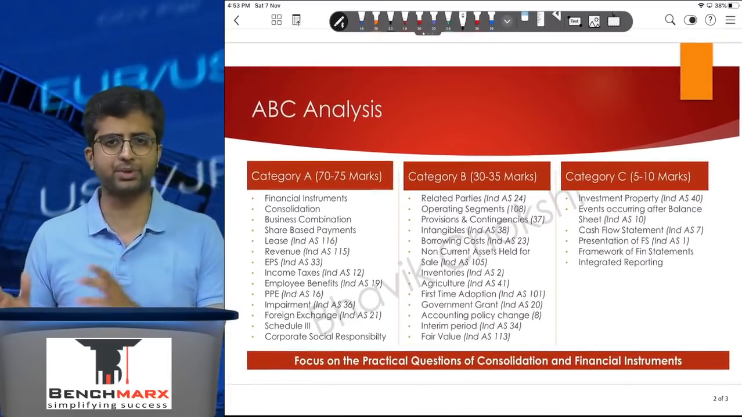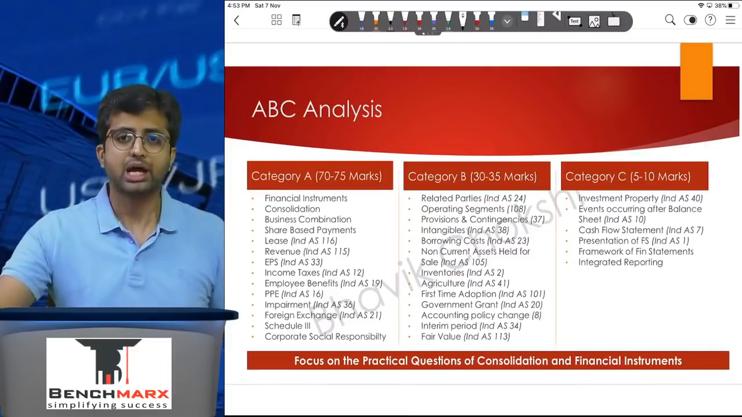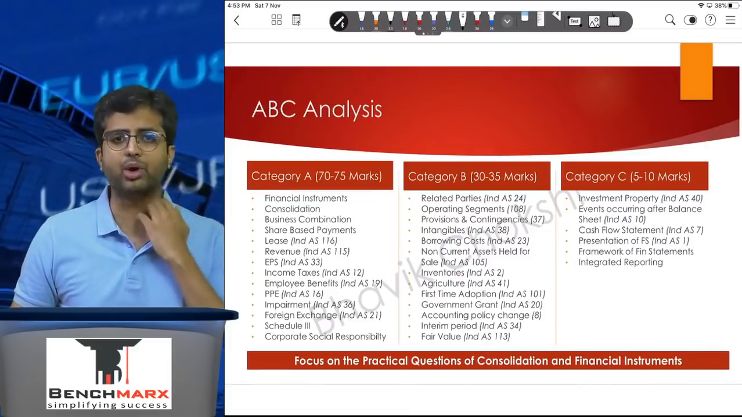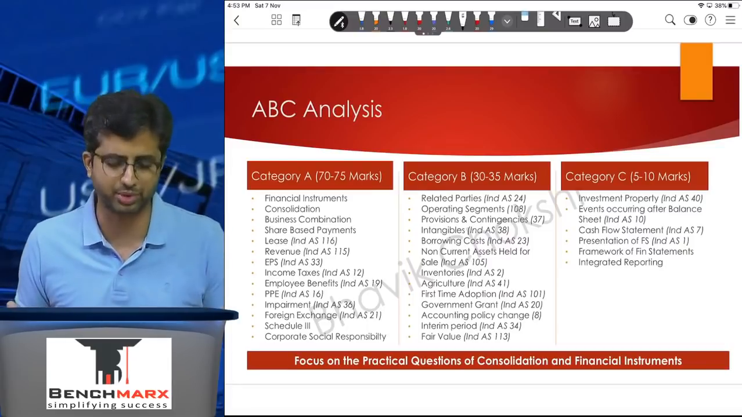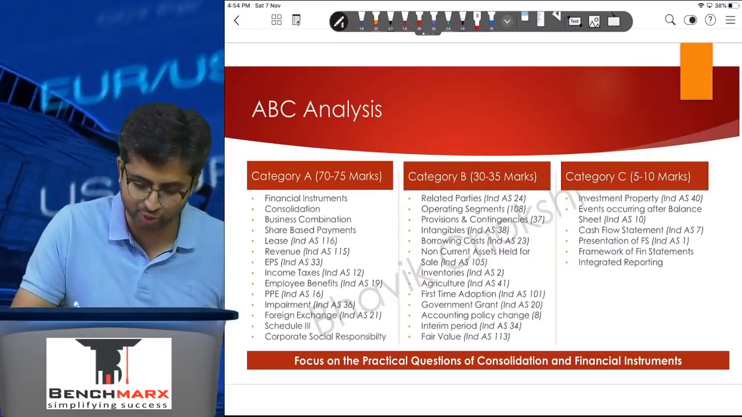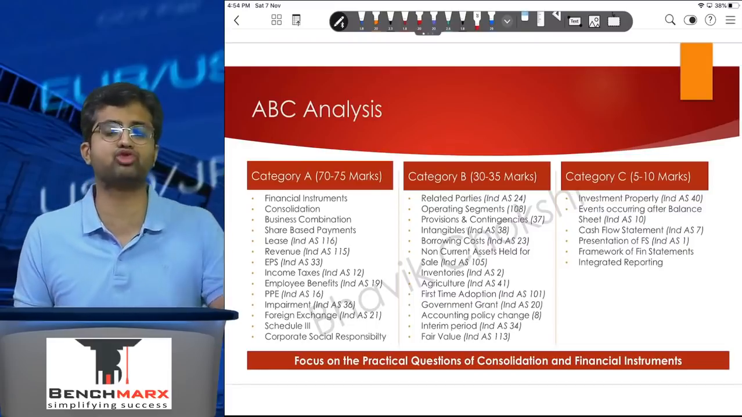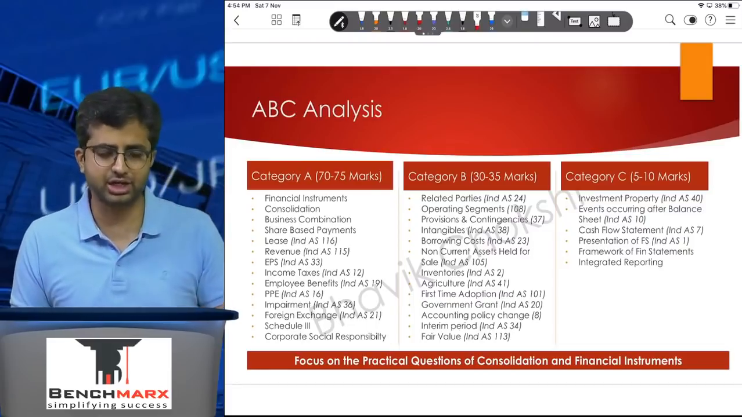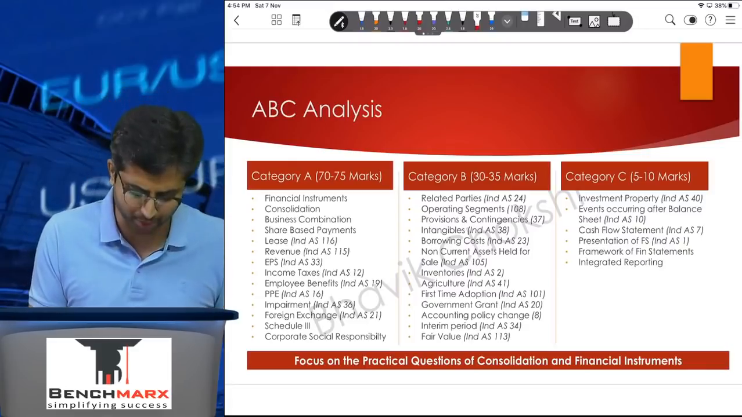So we have divided topics into 3 categories. Category A would have around 70 to 75 marks. This is the most important category, and while planning we have also ensured that this category gets done faster and you get more time to prepare for this. A few topics which are guaranteed exam weightages would be financial instruments, consolidation, business combination and share-based payments. These have always carried weightage in all the exams that have gone by. So I would strongly recommend you do these 4 properly.